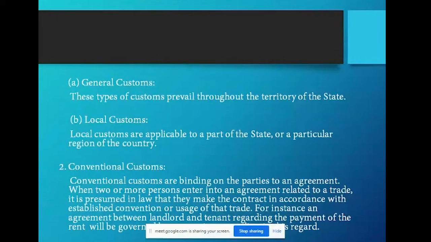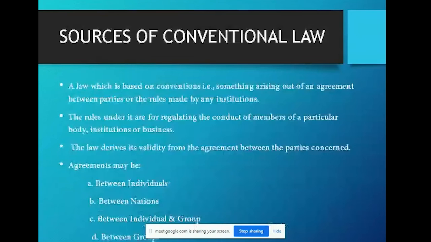Then moving on to the last of the formal sources, that is the conventions. This is a law arising out of an agreement between parties or rules made by any institutions. The rules under it are for regulating the conduct of members of a particular body, institutions or business. The agreement may be between individuals, between nations, between an individual and a group, or between groups. Examples of conventions are the Convention on Rights of Child, Geneva Convention, etc.